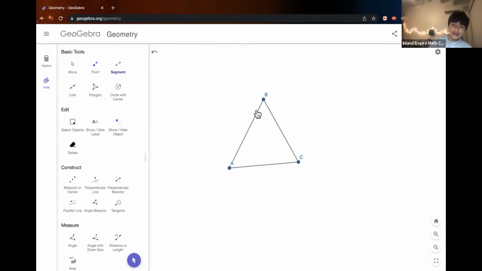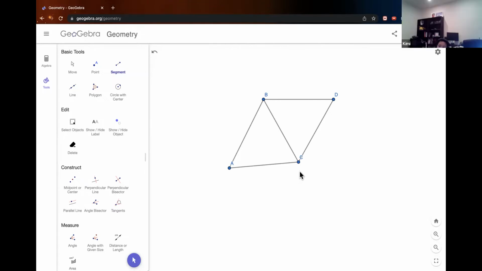Since the angles add up to 180, every time you attach another triangle on here, the total of all the angles of this new shape A, B, D, C is going to increase by another 180 degrees, because you're adding the angles of triangle B, D, C. You're not removing any angles from the original triangle. So this total one is going to be 360 degrees.